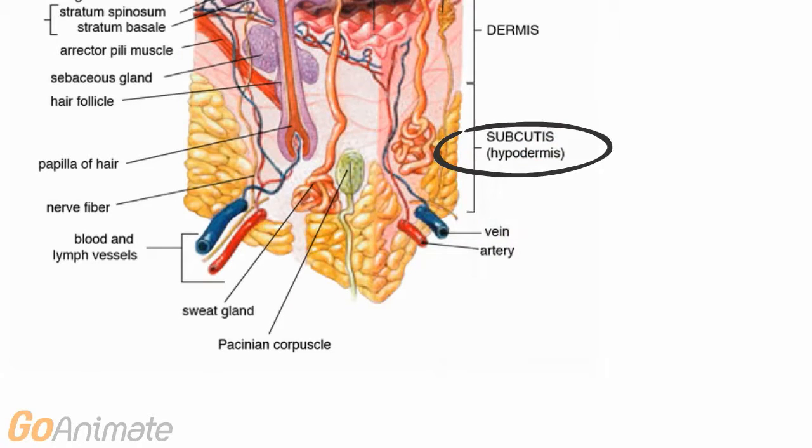Let's look at the hypodermis in more detail. The hypodermis consists of connective tissue and adipose tissue, along with blood vessels and nerves.